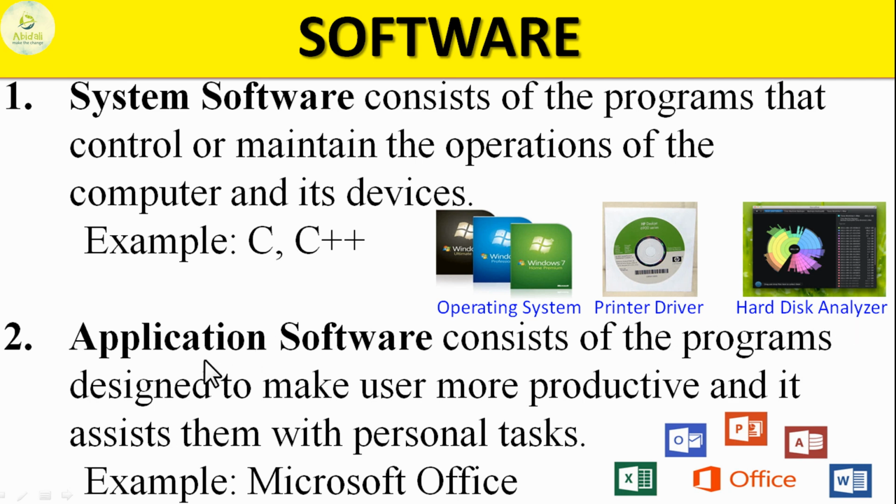The next kind of software that we have is the application software. Application software is used for a particular, specific purpose. It also consists of a set of programs, but these programs are not going to manage or control the computer. These are basically designed to make the user more productive, make more use of the computer, and assist them with their personal tasks.